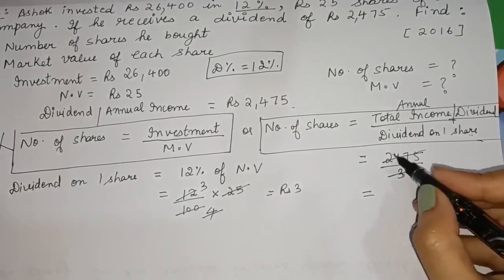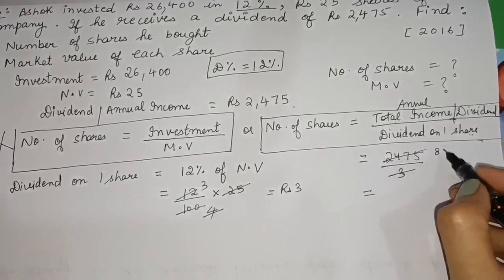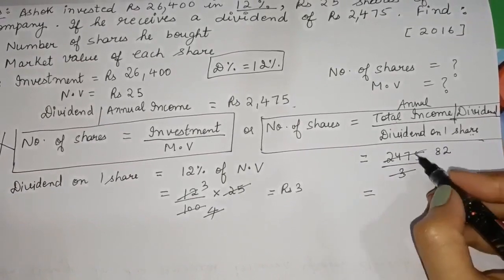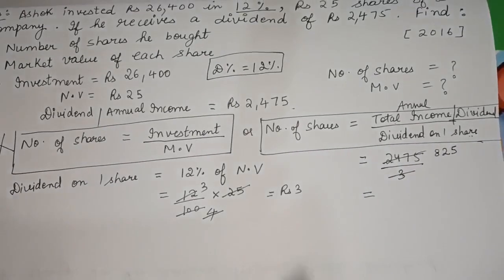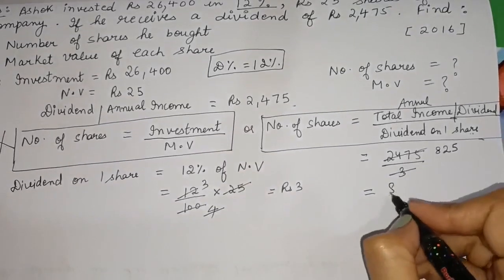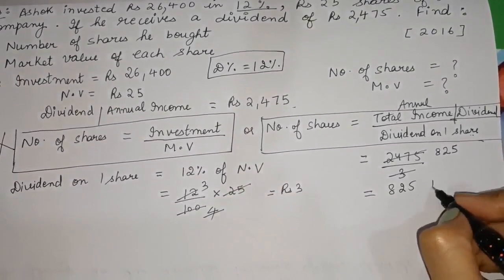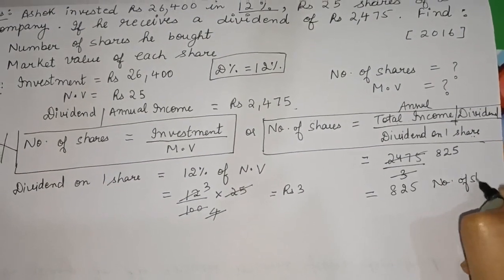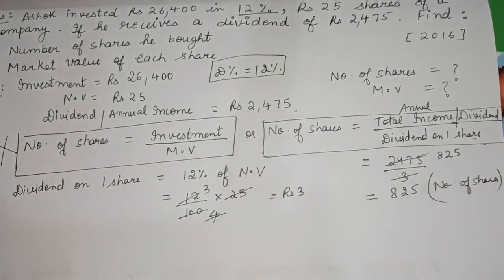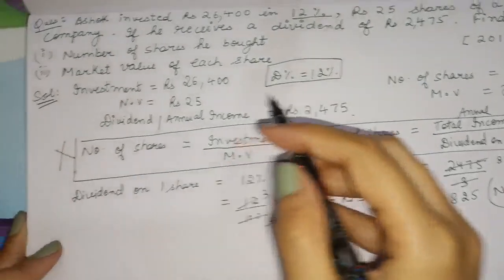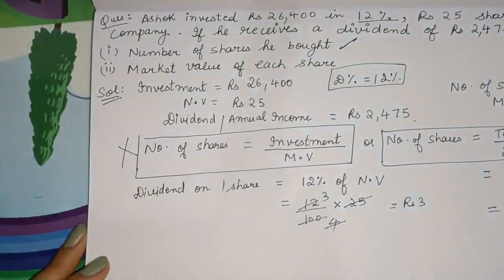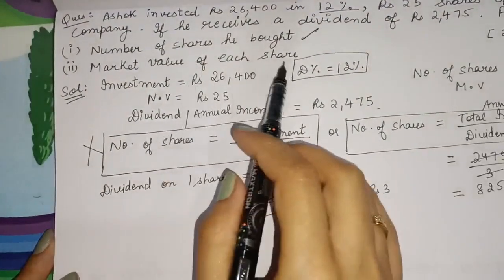So we can solve it on 3's table. 3 into 8 is 24, 3 into 2 is 6 and 3 into 5 is 15. So number of shares is 825. Now the first part of this question is done, number of shares he bought. Now, market value of each share.